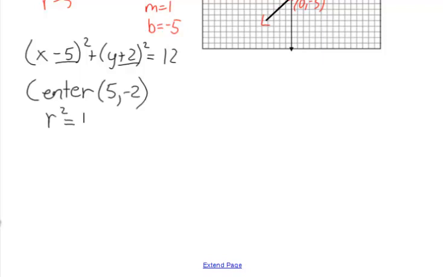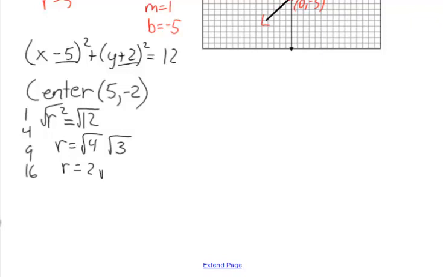And then r squared is 12. So we take the square root. Hey, this time it's not a perfect square. So what's the largest perfect square that goes into 12? Well, 9 doesn't, but 4 goes into it 3 times, and that's 2 square root of 3. So you may see it in that form, but definitely with that center, you want to do that.